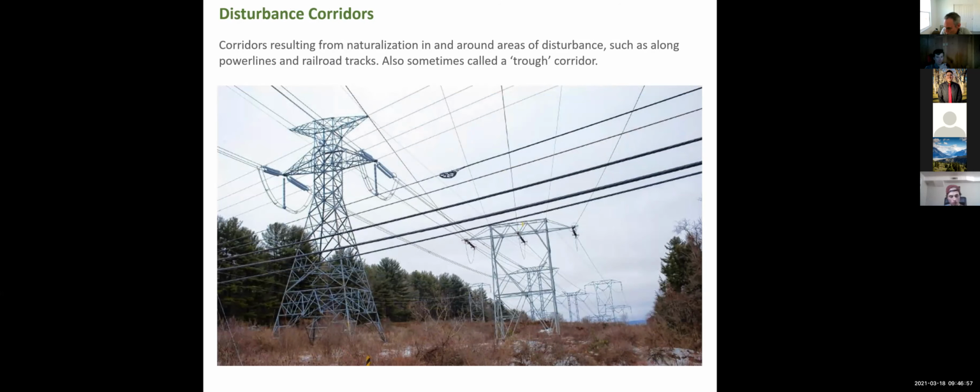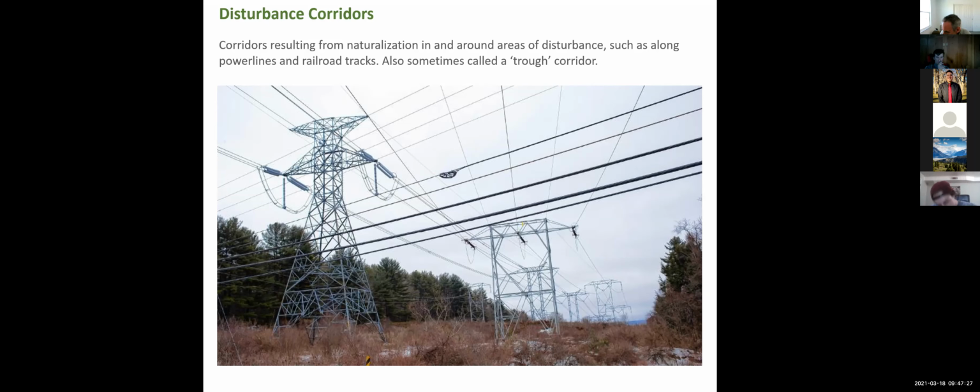Next, we have disturbance corridors, and these are sometimes referred to as trough corridors. And these are the result of some type of human disturbance in a linear geometry. These types of corridors generally act as a barrier in the landscape, depending upon the level of maintenance, and they can complicate wildlife movement across the landscape. This type of corridor creates a hostile gash through an otherwise functional habitat.